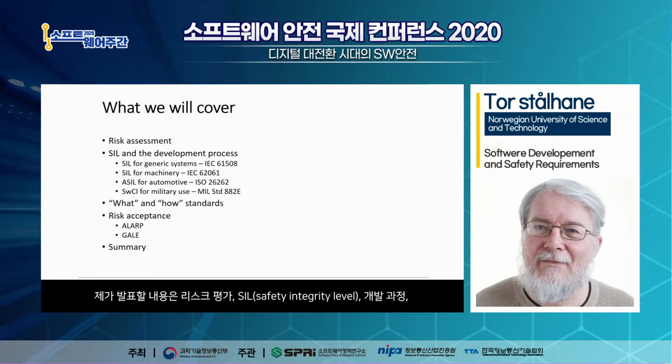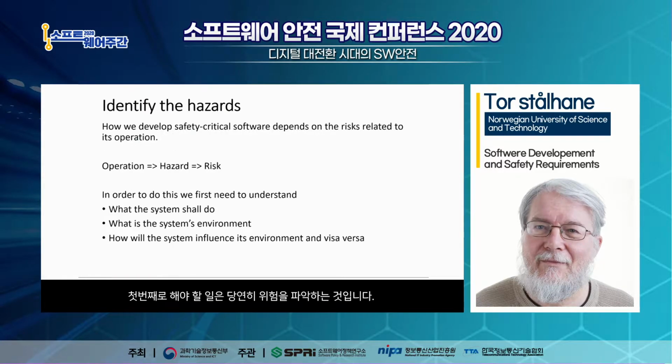So what we will cover is, we'll start with risk assessment, and then we'll talk about the safety integrity level and the development process and how that is decided by the risk. We'll talk a little about the what and how standards, and we'll talk about risk acceptance, and end it with a short summary. The first thing, of course, is to identify the hazards.